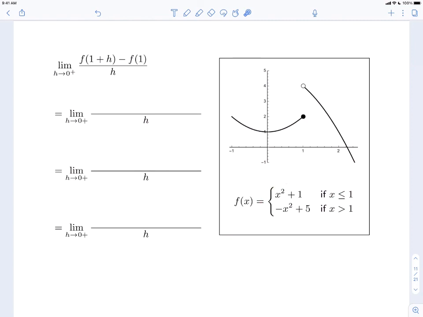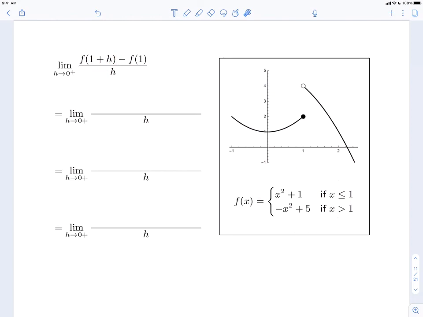What is our input? Our input is 1 plus h, but h is positive. h is a positive number because h is approaching 0 from the right. So what does that mean? That means we're adding something positive to 1. So 1 plus h is slightly bigger than 1.